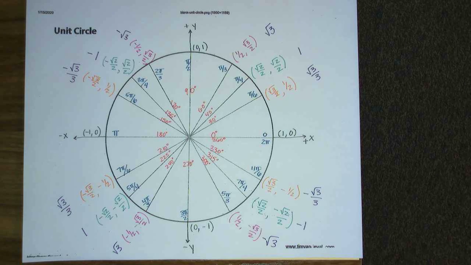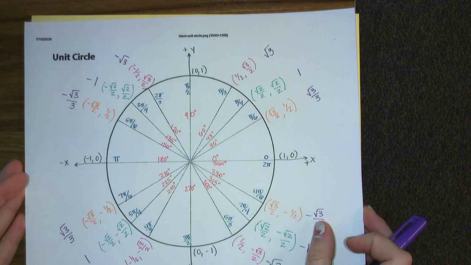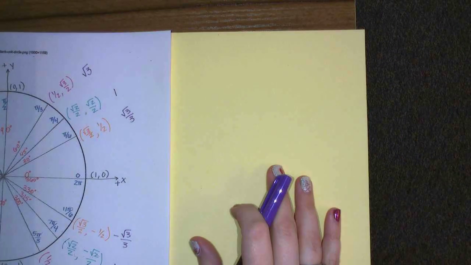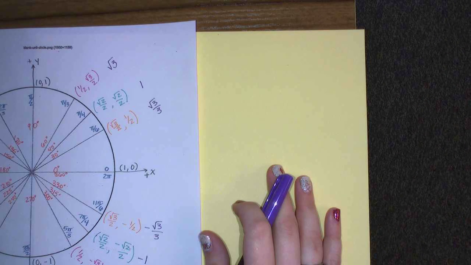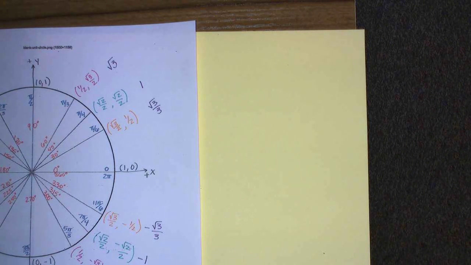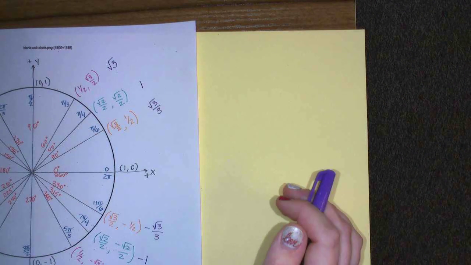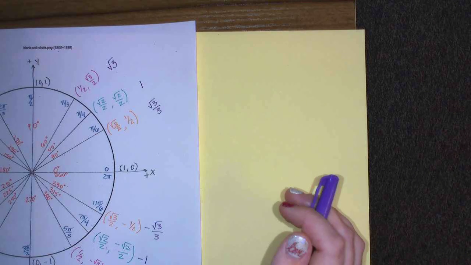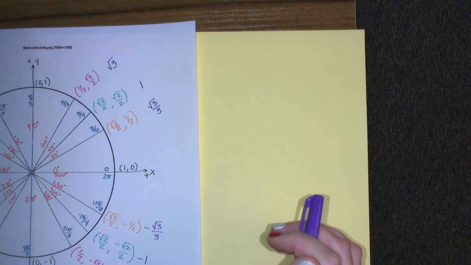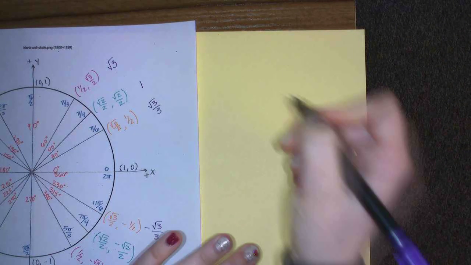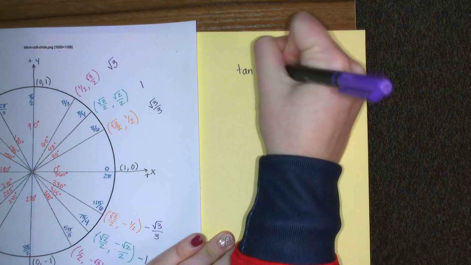Okay, I'm going to go to another piece of paper to explain how to find the tangents really quick, and then we'll do the ones on the axis. You don't necessarily have to do this. I'm just going to show you how it works. So when we're finding tangent, what values are we looking at? Sine is like y over r, opposite over adjacent, so tangent is going to be y over x.